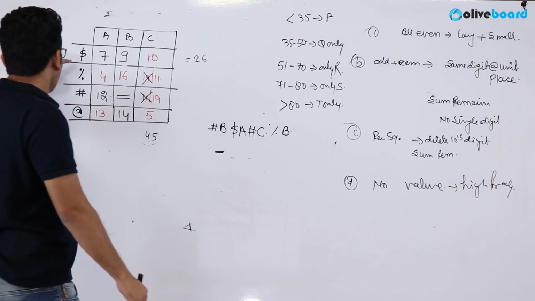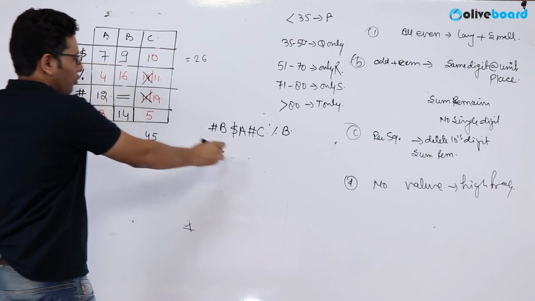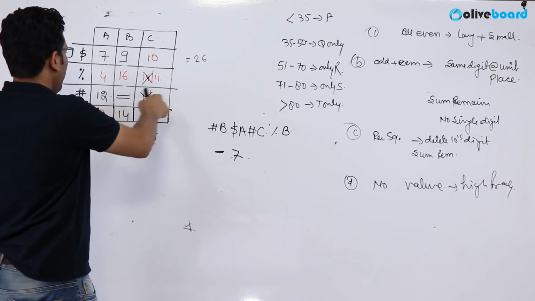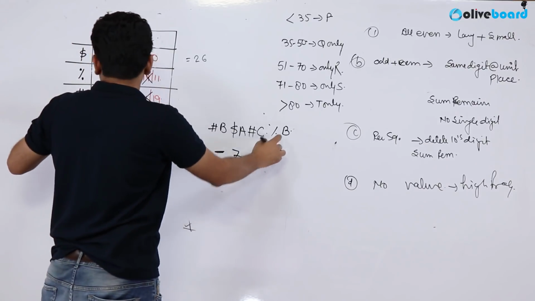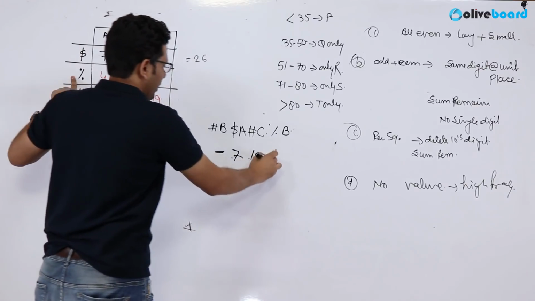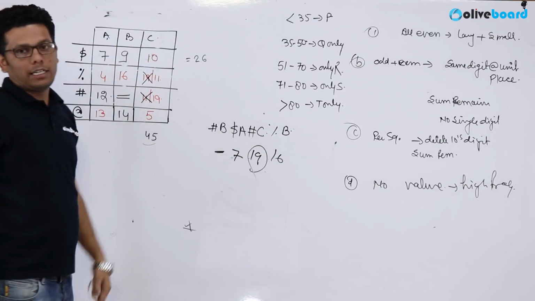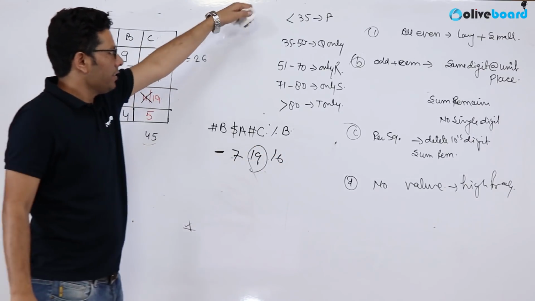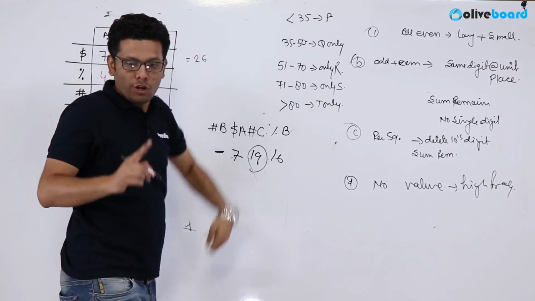$A, that would be the 7. Hashtag C would be the 19. Percent B would be the 16. Then I have to pick the 19 because this has the highest frequency. Then again the signal P glows, no Q glows.